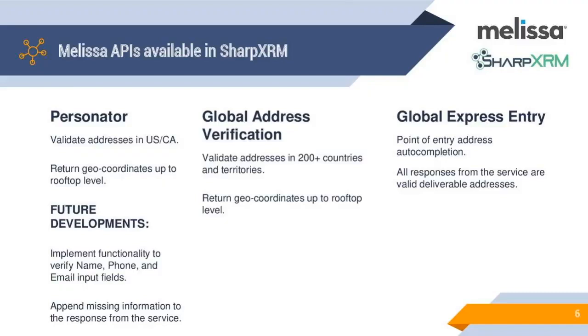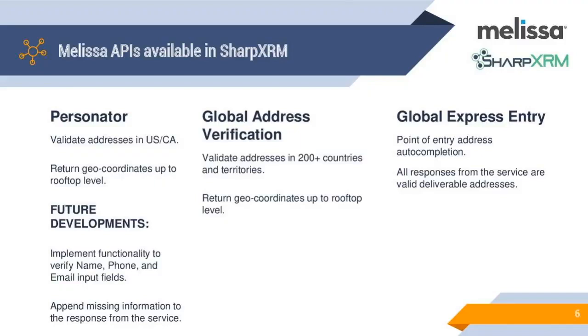The first service that we have available is our Personator service. And this service is able to validate addresses within the US and Canada and return geocoordinates of up to the rooftop level for those addresses. We do have a couple future developments that we're going to be implementing for the service. The first is going to be functionality to be able to verify the name, phone, and email input fields along with the address information that you send over to Personator. And the second development is going to be functionality that will be able to help append on any missing information to the response from Personator that may not have been included in the initial request to it.